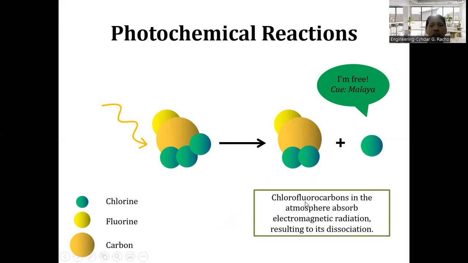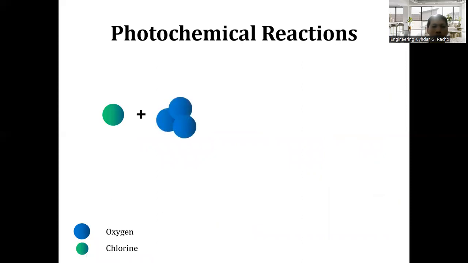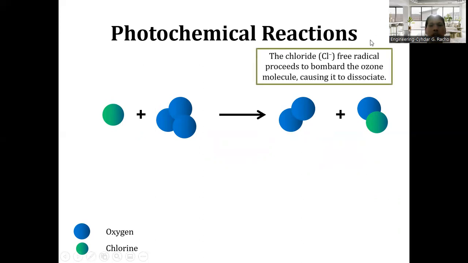So again, chlorofluorocarbons in the atmosphere can absorb electromagnetic radiation, resulting in dissociation, wherein chlorine is freed. So here comes your chlorine and interacts with the ozone in your atmosphere. It binds with oxygen, and then atomic oxygen is also released. So the chlorine, your free radical, proceeds to bombard the ozone molecule, causing it to dissociate. This is where the ozone layer depletion happens, when this chlorine, your free radical, bombards the ozone molecule.